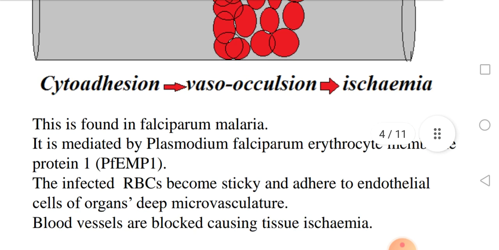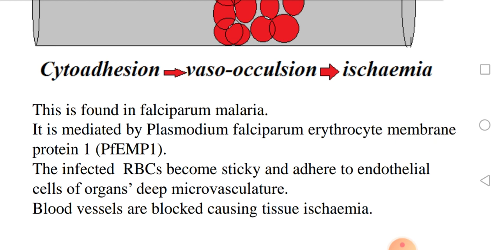The infected red blood cells become sticky and adhere to endothelial cells of organs' deep microvasculature. So they are stuck and obstruct the microcirculation, the deep microcirculation in the organs, leading to their ischemia. Blood vessels are blocked, causing tissue ischemia.